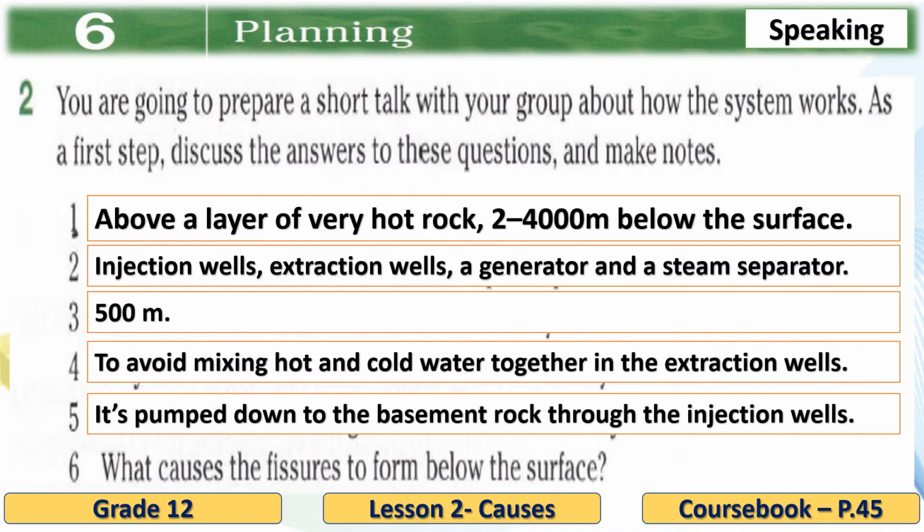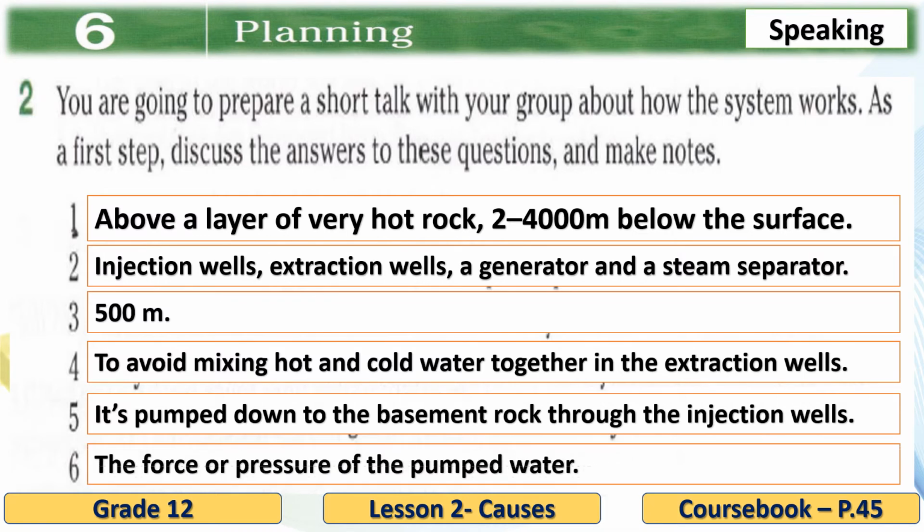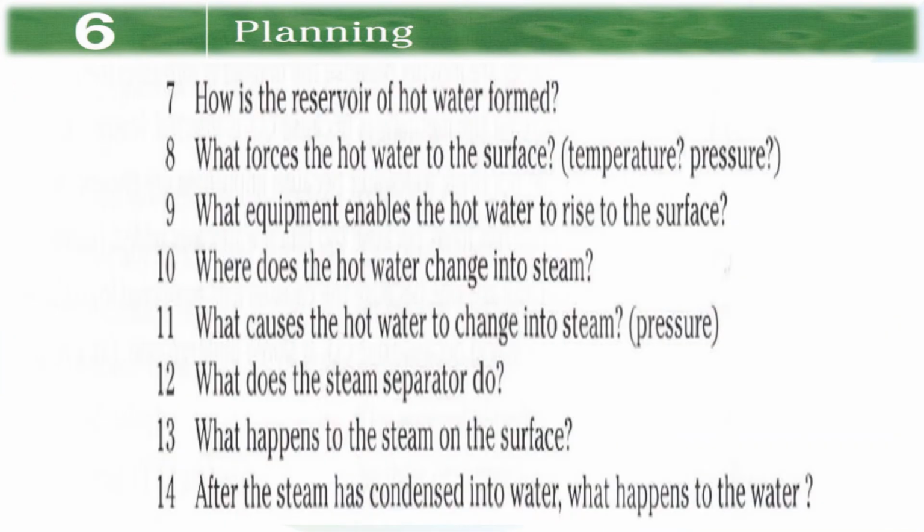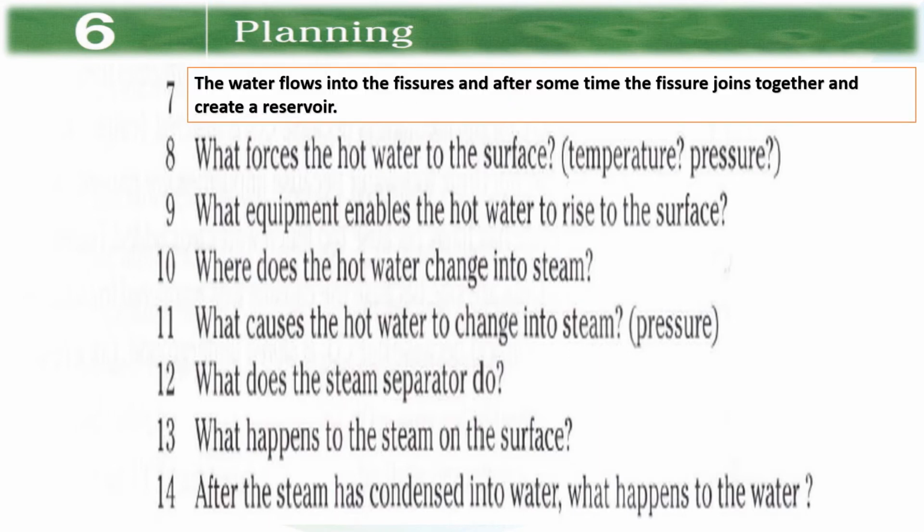Number 6, what causes the fissures to form below the surface? The answer, the force or pressure of the pumped water. Question number 7, how is the reservoir of hot water formed? The answer, the water flows into the fissures and after some time the fissures join together and create a reservoir.